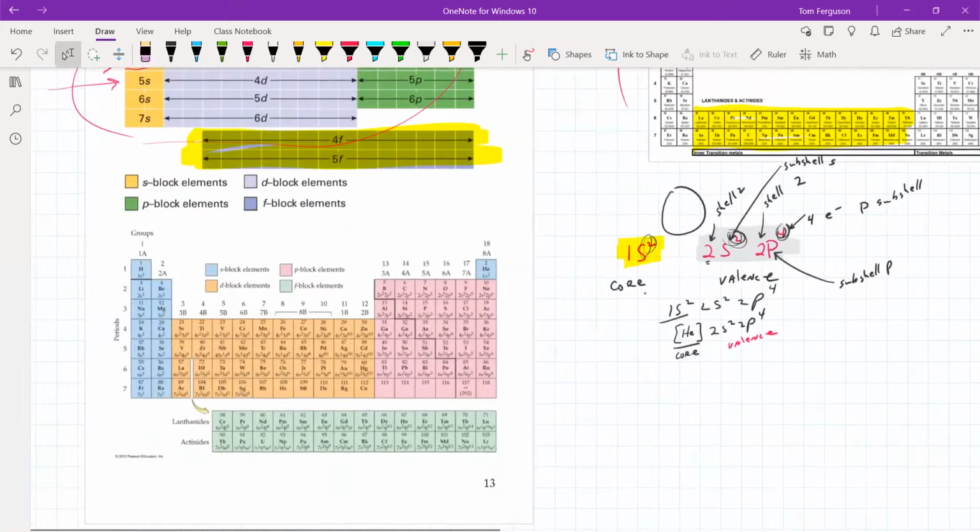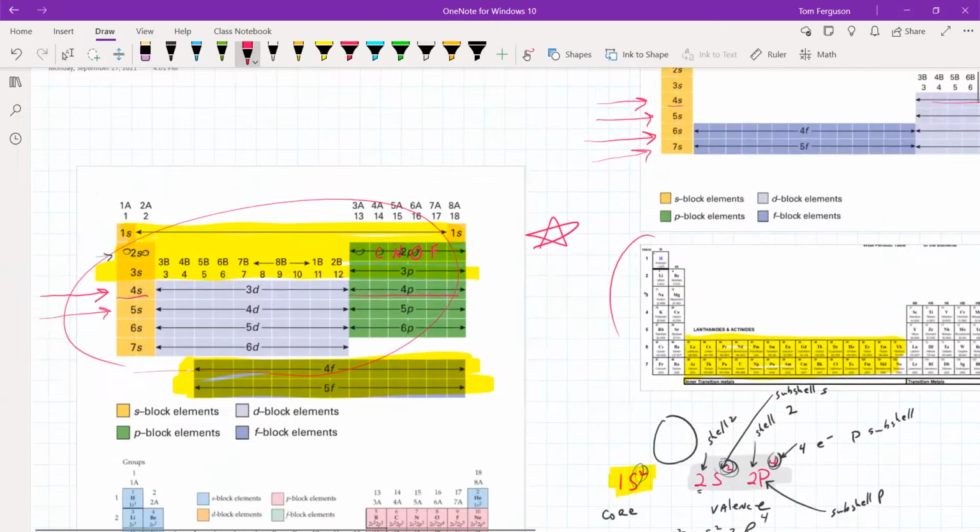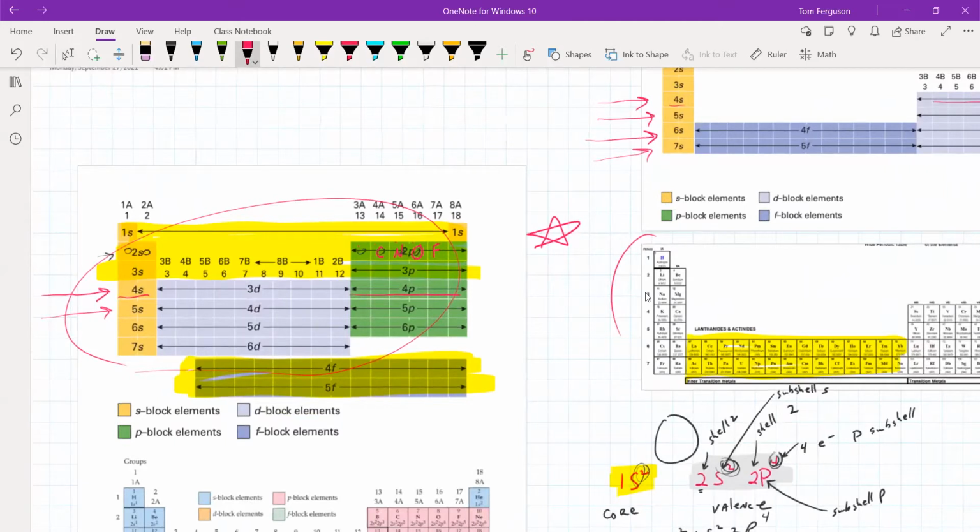Let's choose now an element. Let's look at iron. Okay. Now iron is 1, 2, 3, 4, 5, 6 in. So iron is going to be right here. So how would we write that configuration? Now notice iron is in the D's. And D's are 1 down from the S.